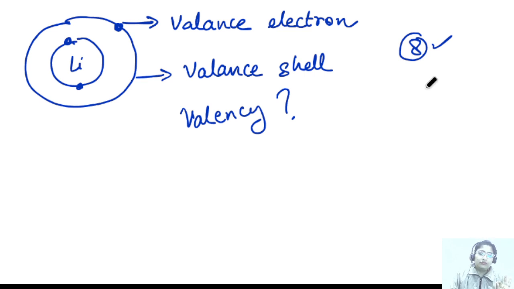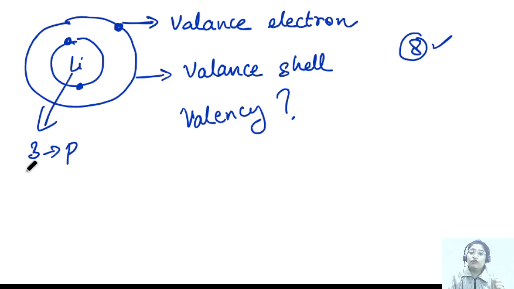But if I'm giving it 7 electrons, it won't be able to hold them. Why? Because lithium has atomic number 3. That means lithium has only 3 protons. So lithium has 3 hands. Okay, lithium has 3 hands only.